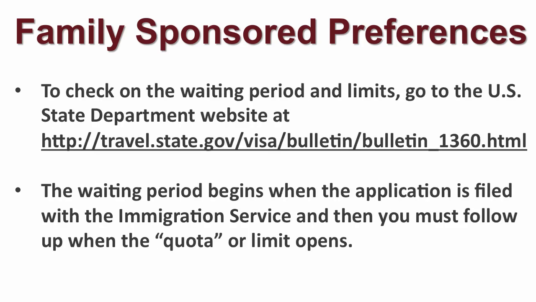To check on the waiting period and limits, go to the U.S. State Department website at http://travel.state.gov Visa Bulletin. The Visa Bulletin is issued on a month-to-month basis, and it sets forth which countries have their own special waiting periods, and all others, meaning if your country is not on there, then that's the waiting period or quota. We like to refer to it as a quota for your country. So the waiting period begins when the application is filed with the Immigration Service, and then you see how long it will take. But first you must file it.